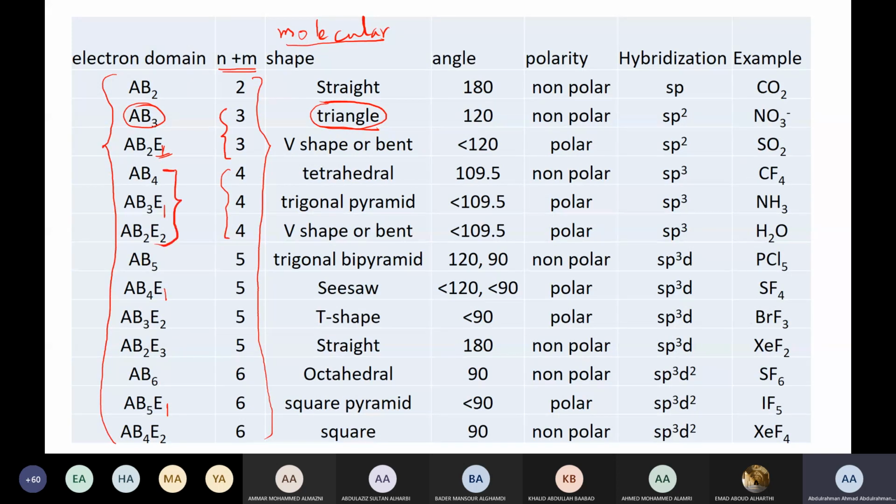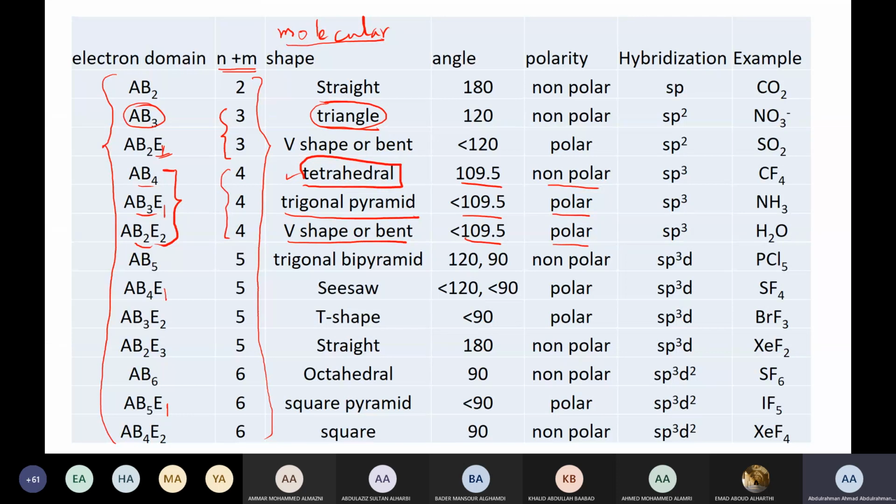What's the electron domain shape for AB4, AB3E1, and AB2E2? Tetrahedral. All of them are tetrahedral. That is the electron domain shape, but the molecular shapes are called tetrahedral, trigonal pyramid, and V shape or bent. I also gave you the angles. You must memorize the angles. And I told you which ones are going to be nonpolar and which are polar, which compounds are polar and which are not.